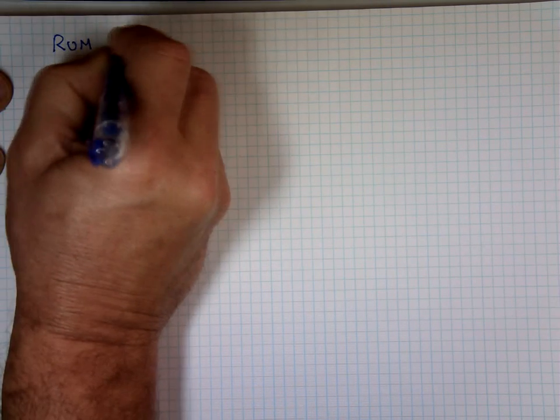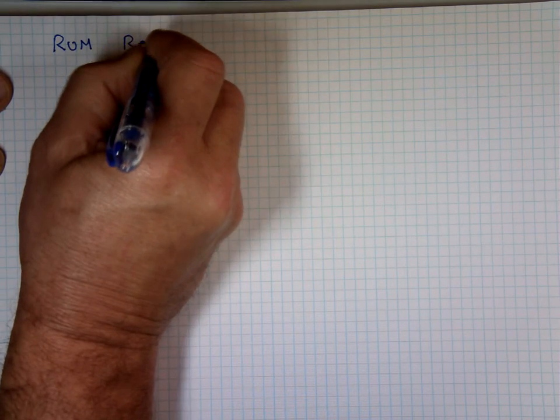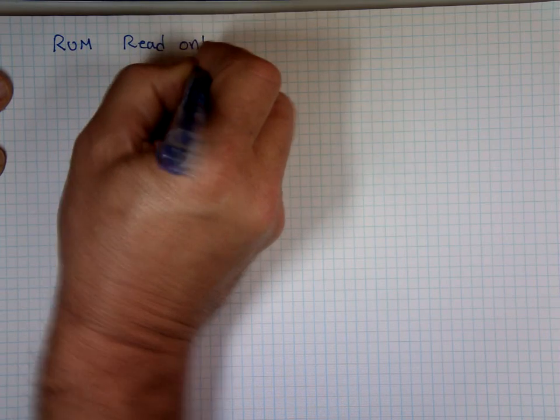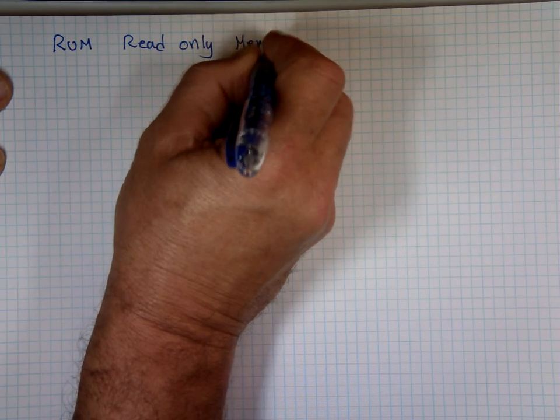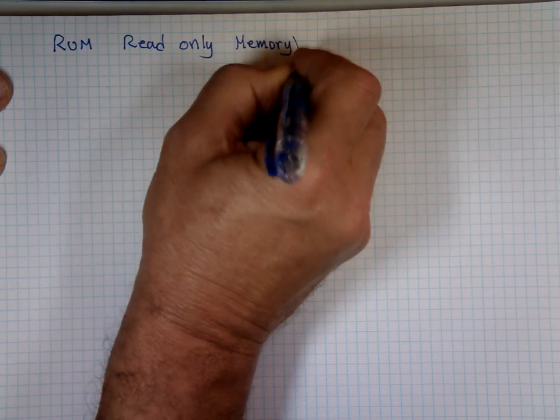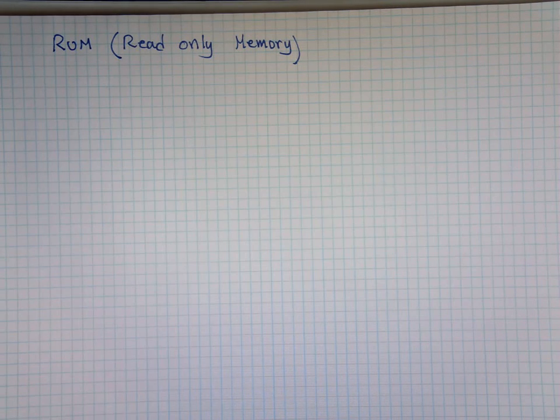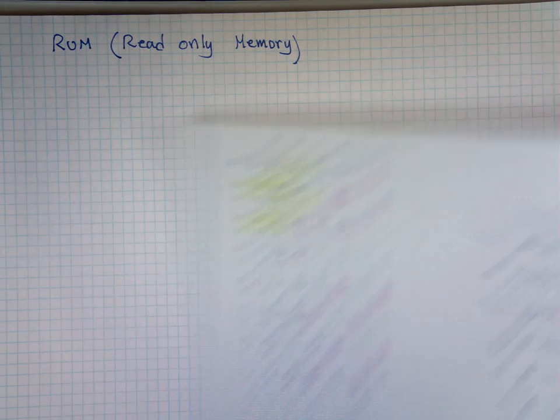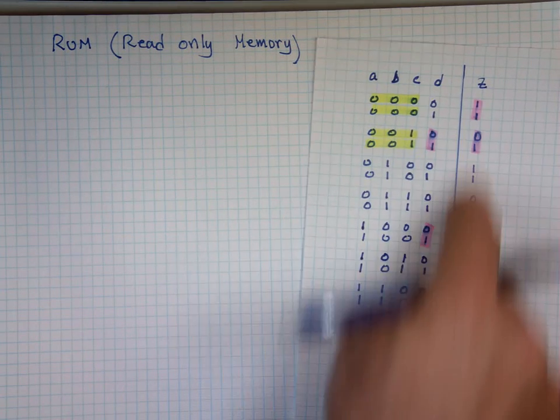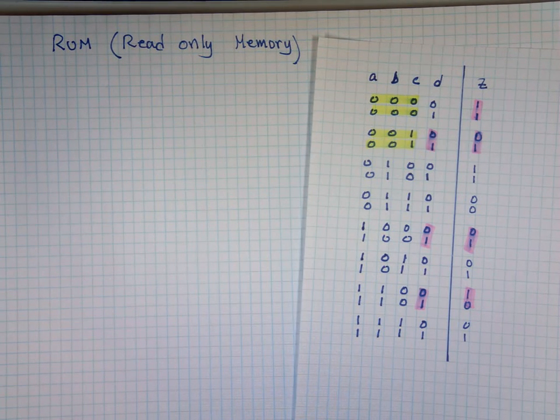ROM, read only memory. Read only memory. Now, the RAM is not practical for one output. Like if you only have one output like this, that's not really good. I'll tell you where the RAM comes in handy.